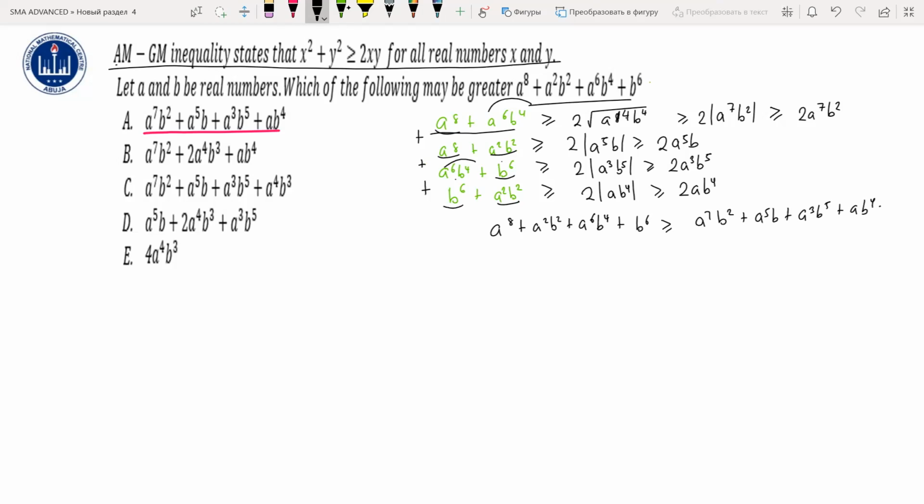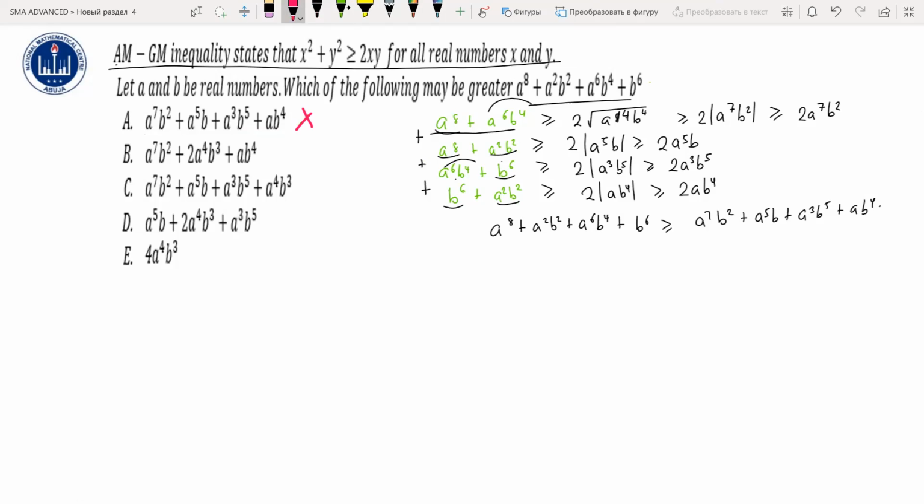So it means that what we have in the question is greater than or equal to option A. So option A can never be greater than what we have in the question. So this is not the answer. Now let's go to option B.